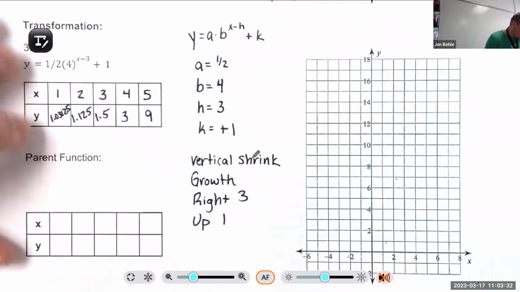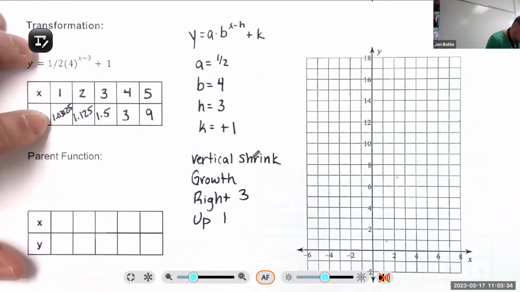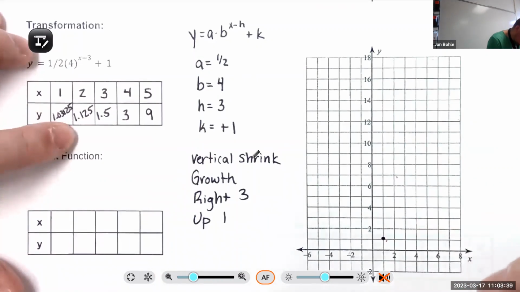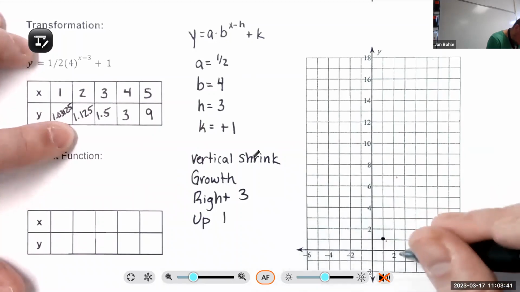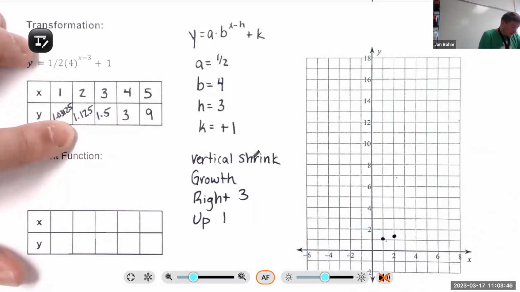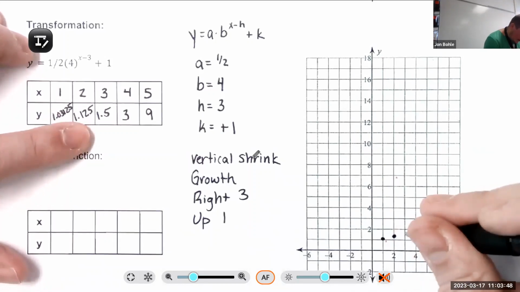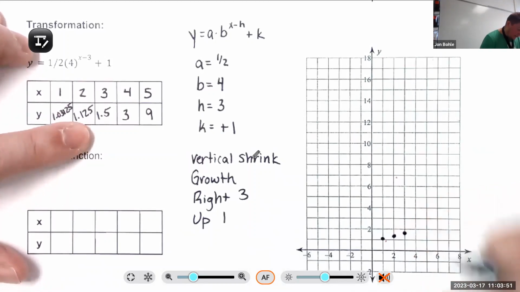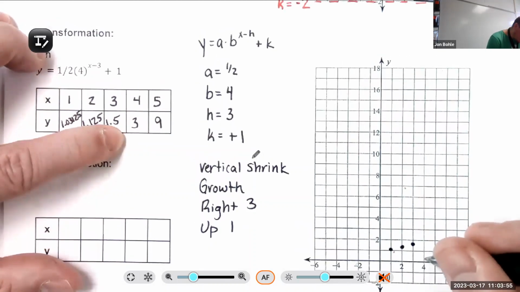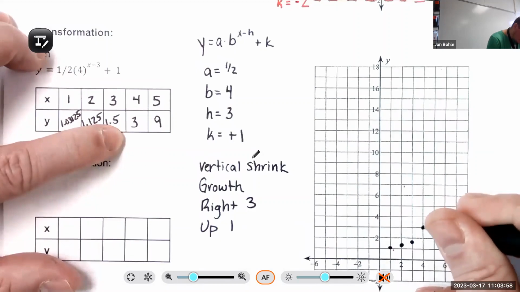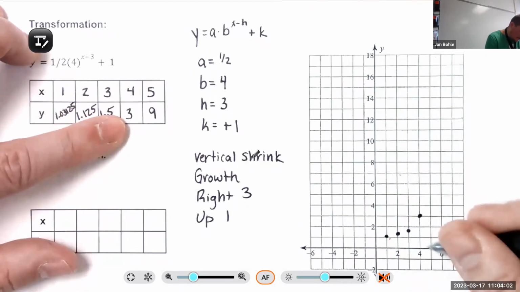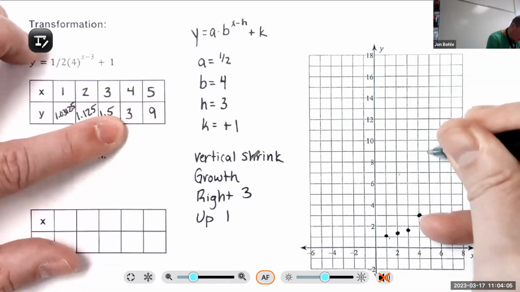Okay, and then you can start graphing. 1.03125 is right here. Then 2 comma 1.125, which should be just a little bit above it. Then 3 and 1.5, about halfway. Then 4 and 3. And then 5 and 9.